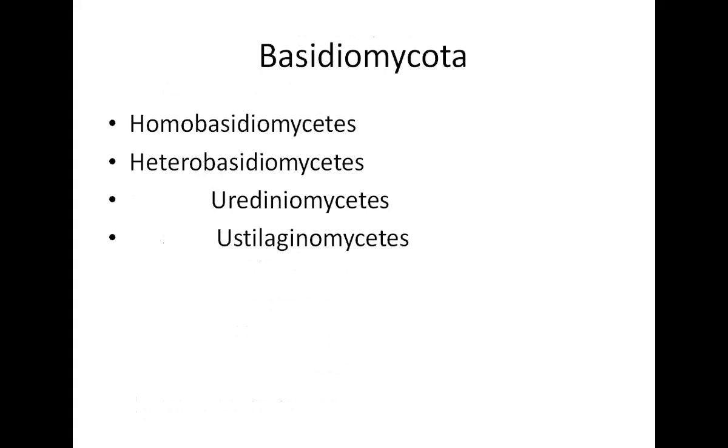Basidiomycetes comprises two families. Holobasidiomycetes means Agaricus, and Heterobasidiomycetes means rust and smut. Heterobasidiomycetes have two orders: Uredinales, Puccinia graminis tritici, and Ustilaginales, comprising Ustilago, that is a smut-causing fungus.